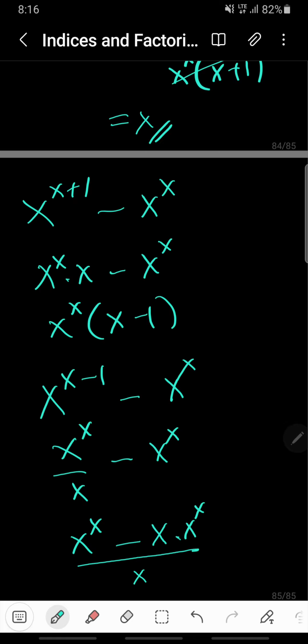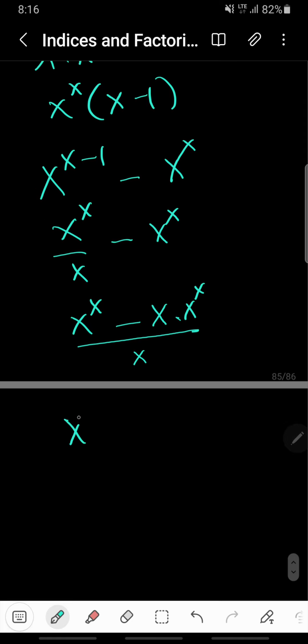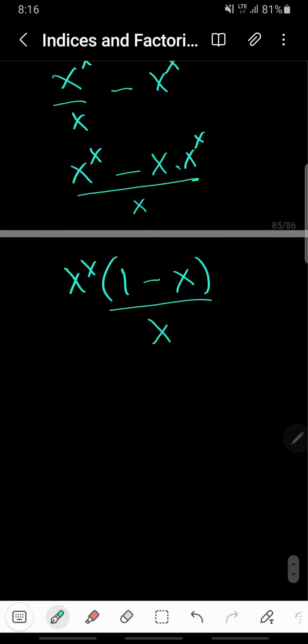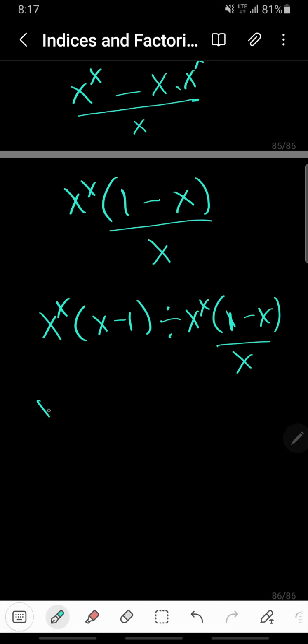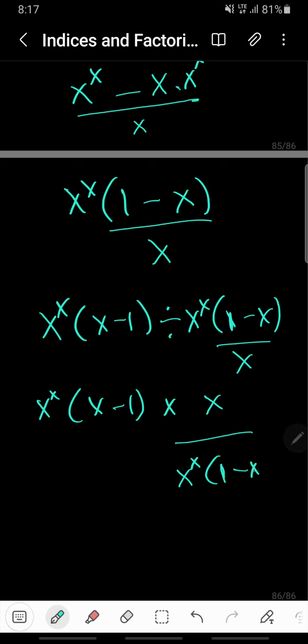And if you look at that, we can see that x to the power of x seems to be common. That is 1 minus x over x. Now in the numerator we have x to the power of x into bracket x minus 1, divided by x to the power of x into bracket 1 minus x over x, and that is x to the power of x into bracket x minus 1 times x divided by x to the power of x into bracket 1 minus x. So this cancels this.